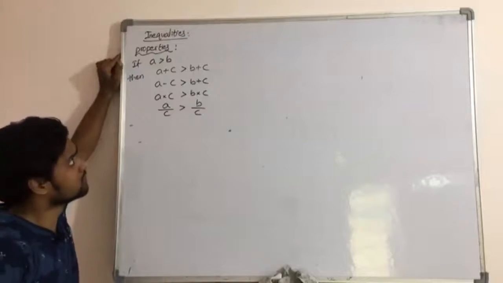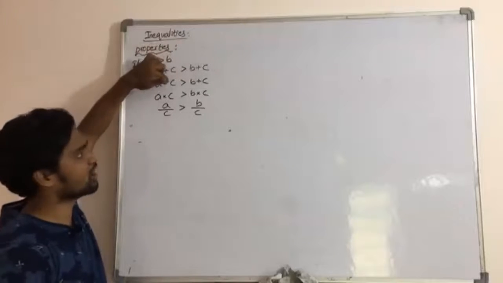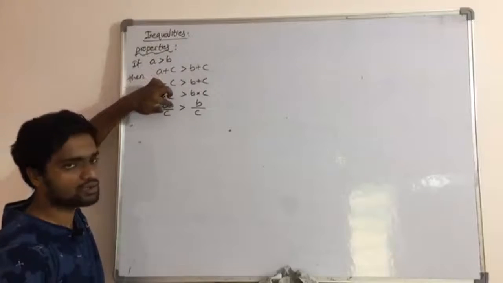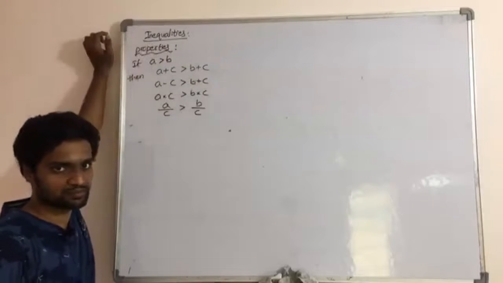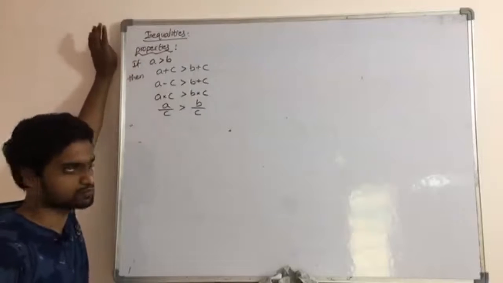So what have I done here? On both sides of the inequality, I added C. Here I have subtracted C on both sides. Here I have multiplied with C on both sides. Here I have divided with C on both sides. Out of these 4 statements, which are true and which are false? That is my question.